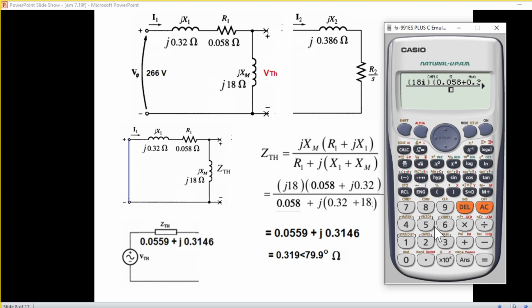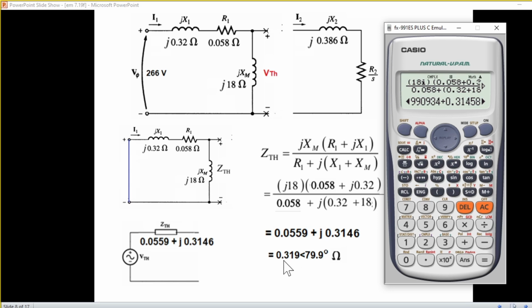Now coming on to the denominator, 0.058 plus bracket 0.32 plus 18, bracket close, and now we'll enter this J, which is I here. So we have entered all the values. Go ahead, press equal sign. So you can see the answer is 0.0559, and the imaginary part is 0.314546. So this is how you can easily calculate the value.